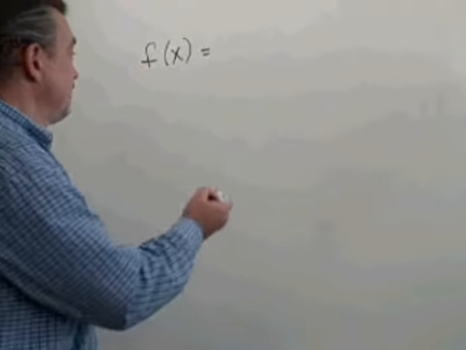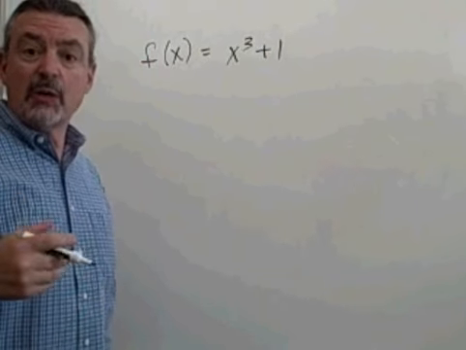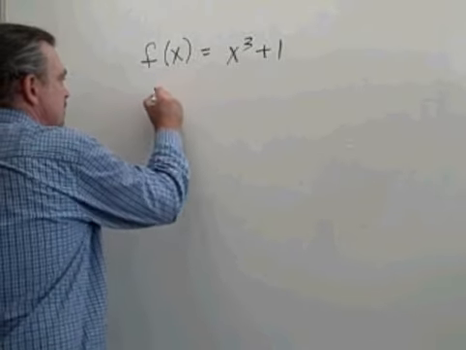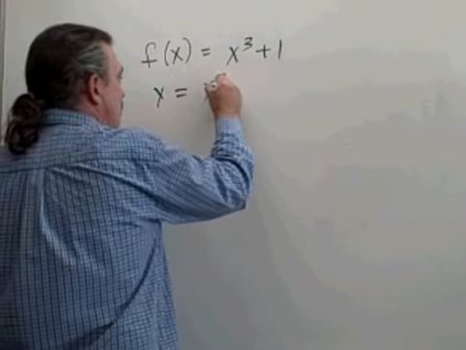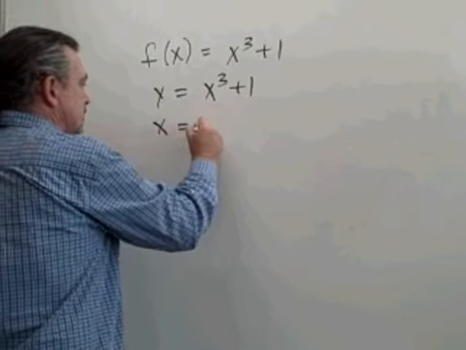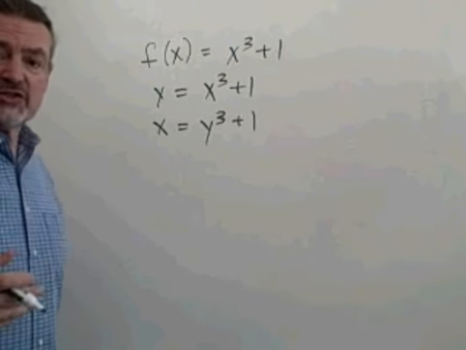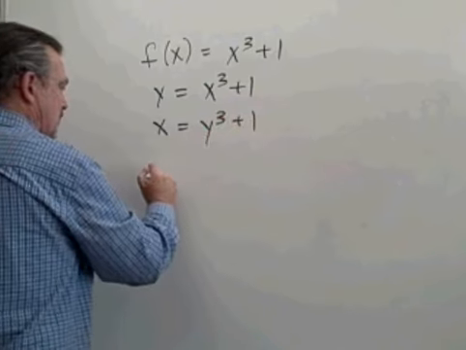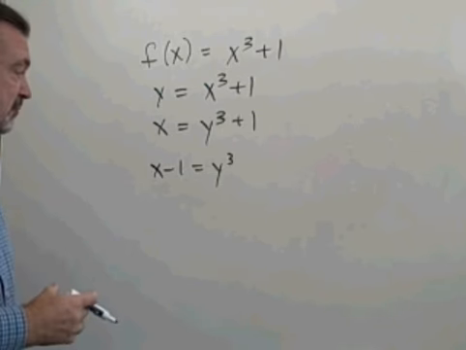Let's suppose we have this function, f of x equals x cubed plus 1, and I want to find the inverse of this function. Again, step 1 is to replace the f of x notation with y. Step 2 is to interchange x and y. And then step 3 is to solve this resulting equation for y. So I'll subtract 1 from both sides. And then I'll take the cube root of both sides.